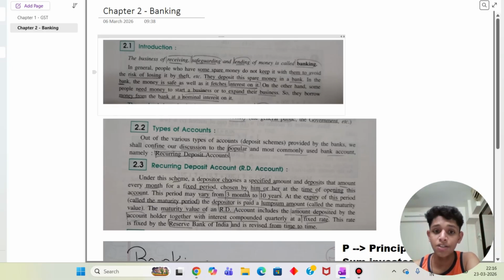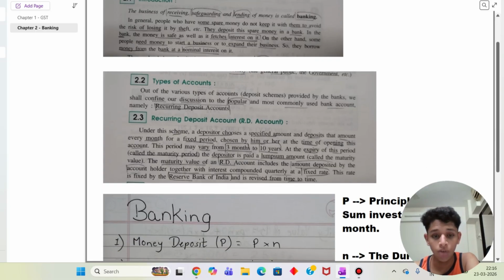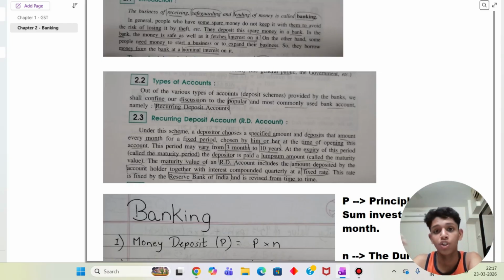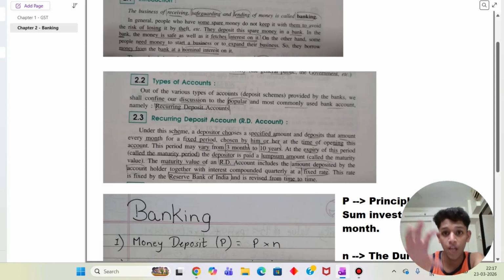Introduction. The business of receiving, safeguarding, and lending of money is called banking. This is a very important line. When we go down, we understand the types of account in a bank. All of us know how a bank is used and how its functions work, like if we want to deposit some money, withdraw some money, or take a loan. In this particular chapter, banking of class 10 ICSE, we're going to learn about recurring deposit accounts.